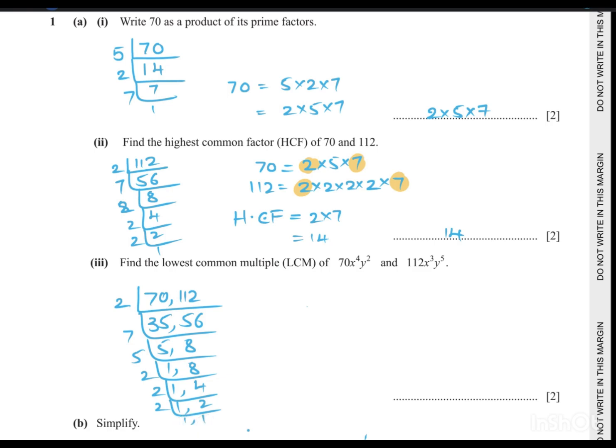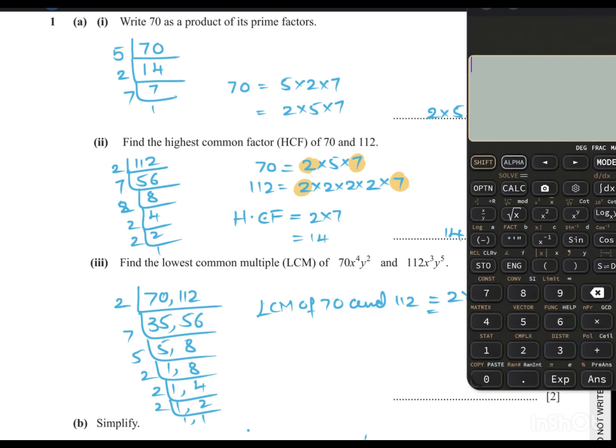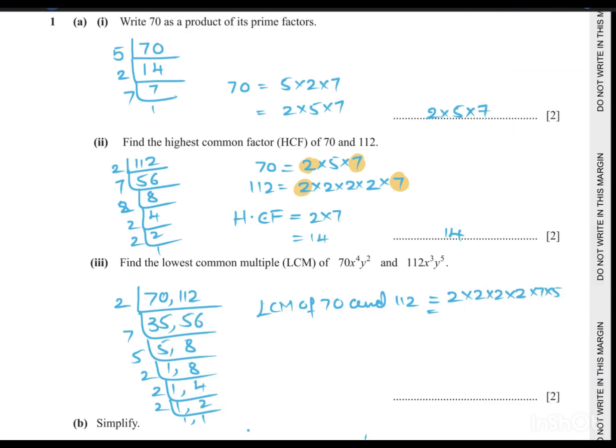So the LCM of 70 and 112 is 2 into 2 into 2 into 2, that is 3 plus 1, 4 twos, into 7 into 5. 2 twos are 4, 4 twos are 8, 8 twos are 16, 16 into 7 into 5 is 560. So 560 is the LCM of these two coefficients, and then x raised to 4, y raised to 2, and x raised to 3, y raised to 5.